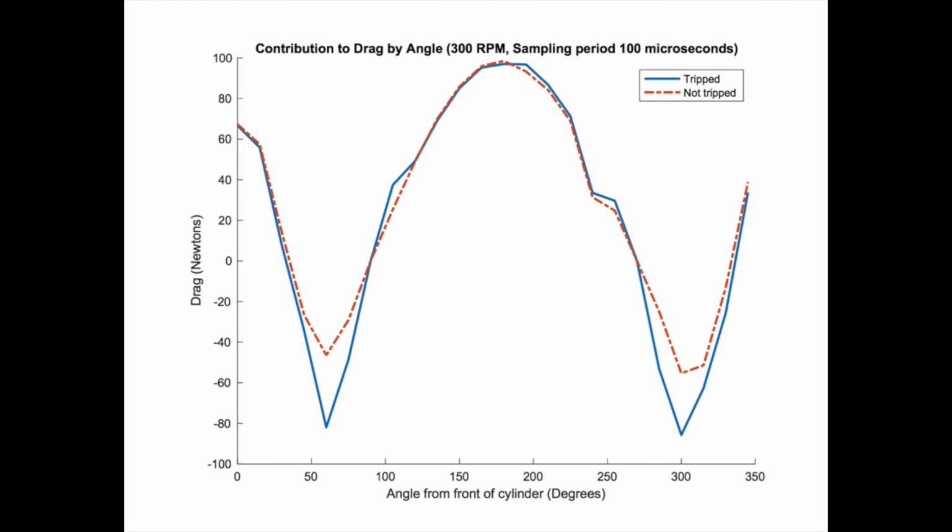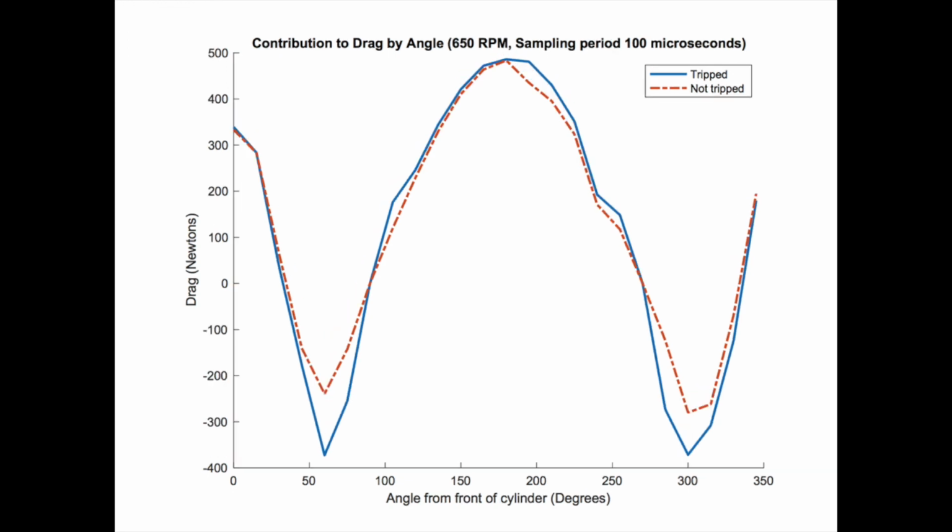Interestingly, the drag coefficient of the untripped cylinder decreased as velocity increased. However, for the tripped cylinder, the coefficient of drag decreased dramatically from 5 meters per second to 11 meters per second, then increased slightly at 25 meters per second.